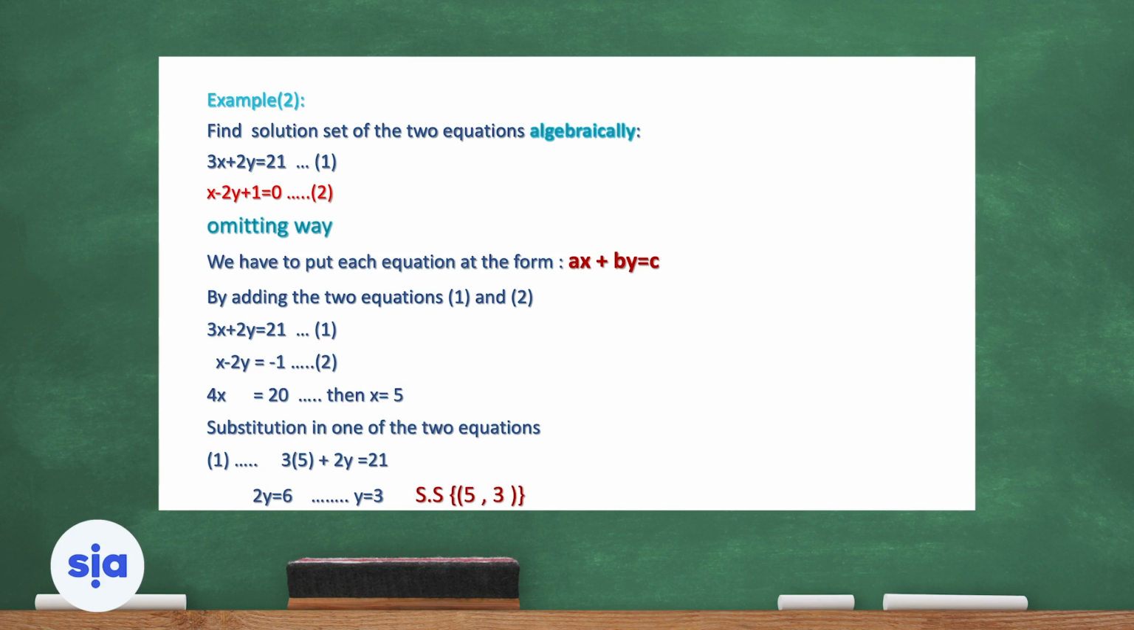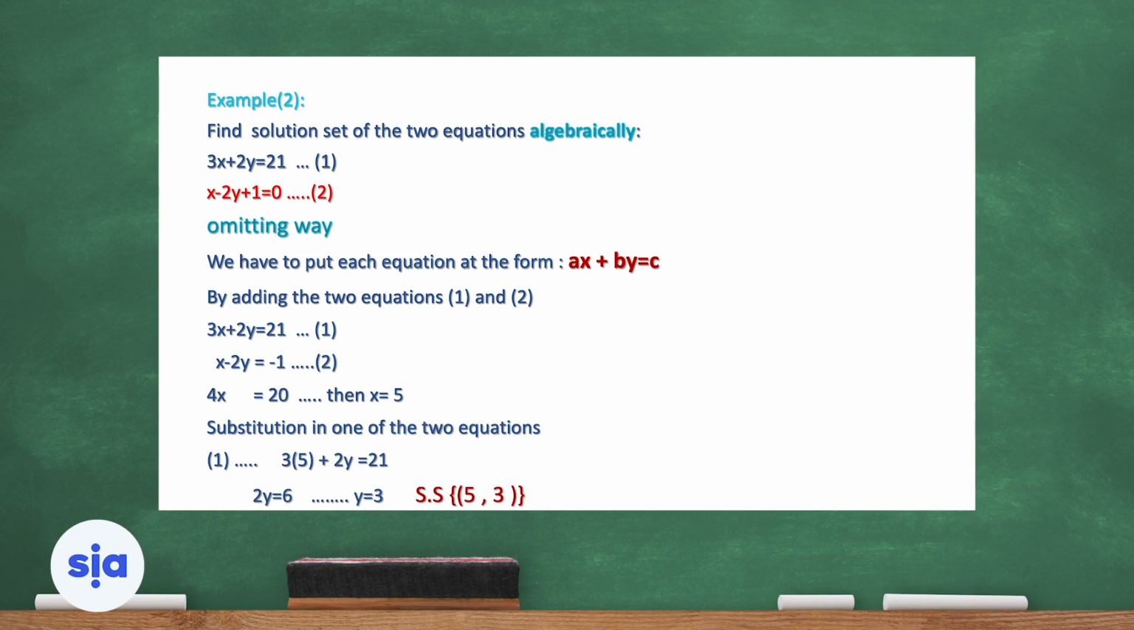As you all know, we must have the variables in one side and the constants or the numbers in the other side. So they have to be in the form of ax plus by equals c. The first one, we already have it in this form. And the second one, I need to move the one from this side to the other side. So it's x minus 2y is equal to negative 1.